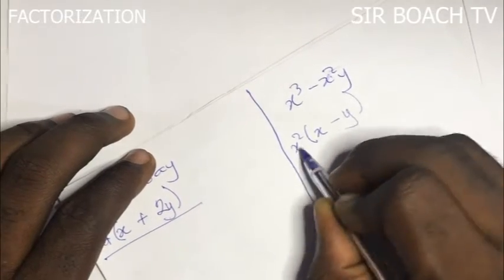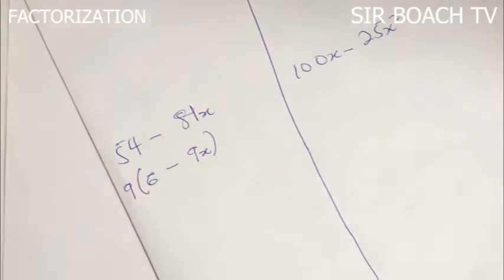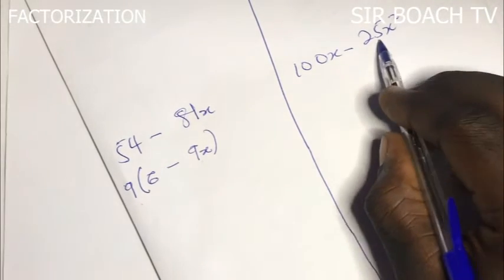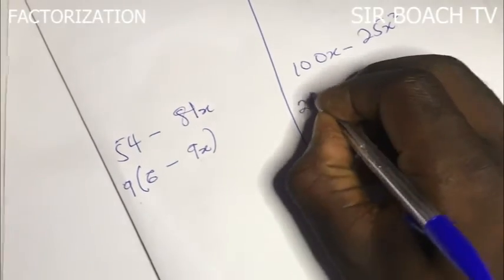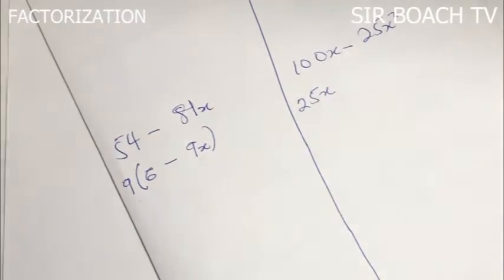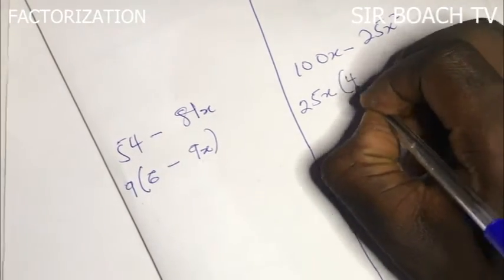If I multiply this by this, I get this. If I multiply this by that, I get this. Now, 100x minus 25x squared. Now 25 is a factor of 100, so I can bring 25 out. So 25. Then there's x in both terms, so I bring x out also. So now if I bring 25x out, 25 times what gives me 100? That is 4. So 4 will be left over here.